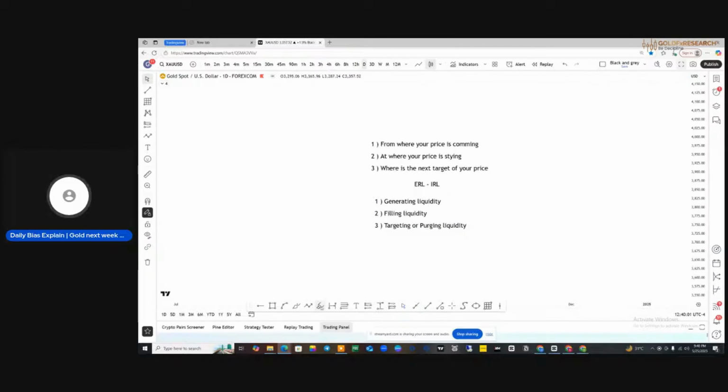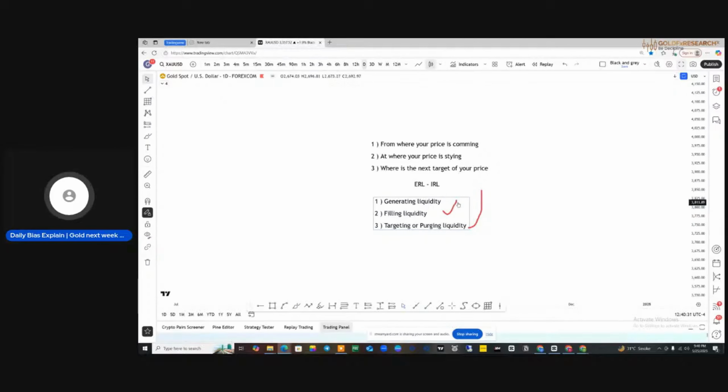So now, what does the market do? In this phase, it first generates liquidity. After generating liquidity, where does the market go? It goes to fill the liquidity. Once the liquidity is filled, what does the market do with the liquidity it has generated? It either targets it or flushes it out. These are the three phases of the market, and these three phases mostly occur in the ERL to IRL phase.